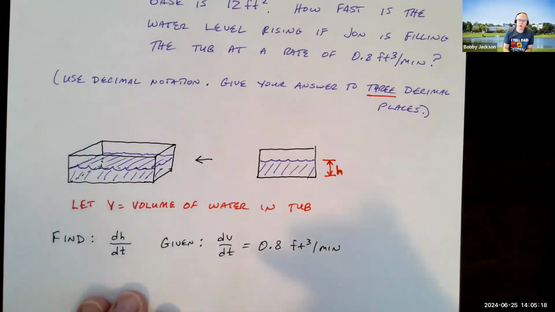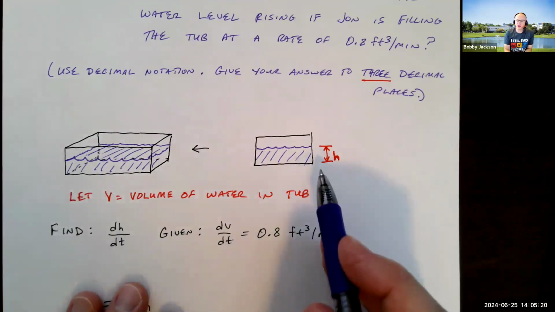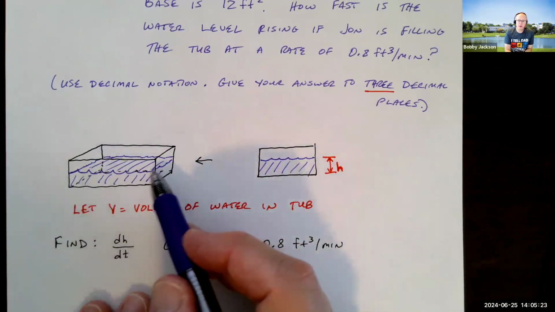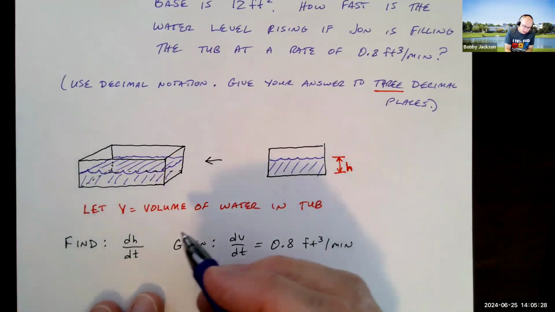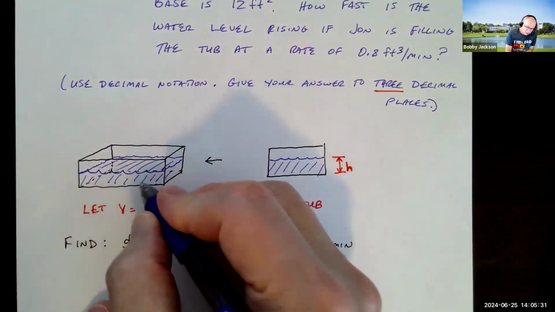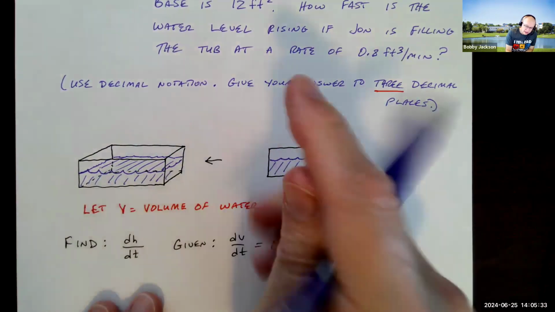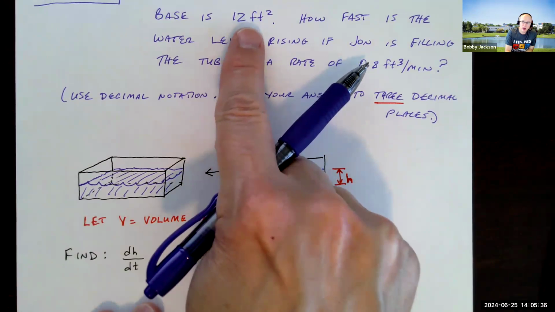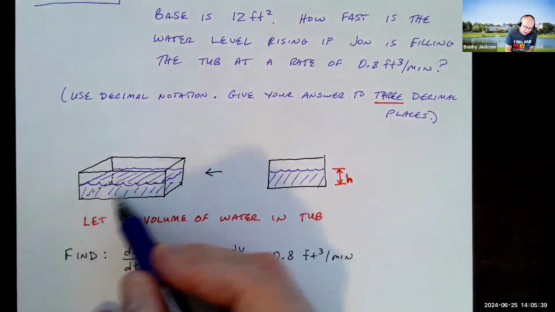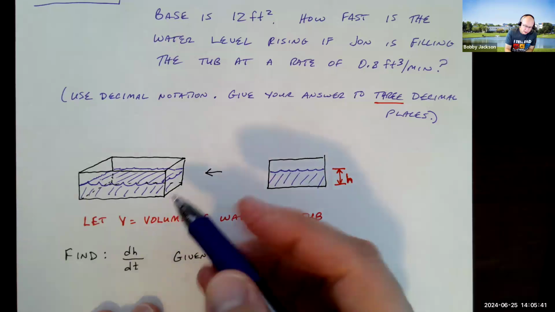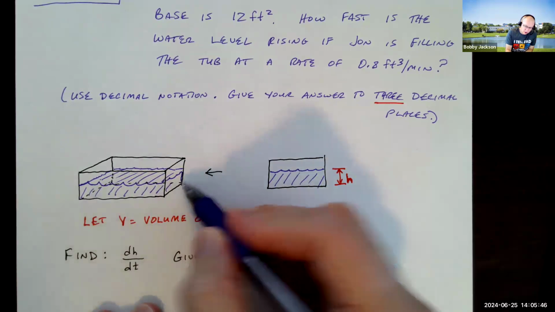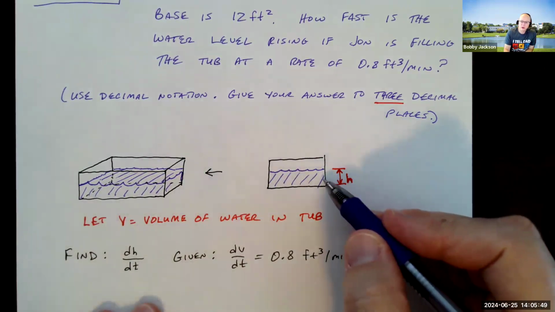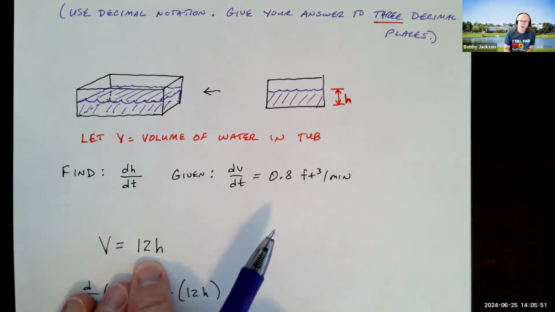Okay, what's the formula that relates our variables of interest, V and H? Well, this shape of the water in the tub is a rectangular solid, basically a prism. The base area, we're told, is 12 square feet. So the area of the bottom of the tub is 12 square feet. And the volume, therefore, would be the base area times the height of the water. We're calling the height of the water H. So essentially, the volume is going to be 12 times H.